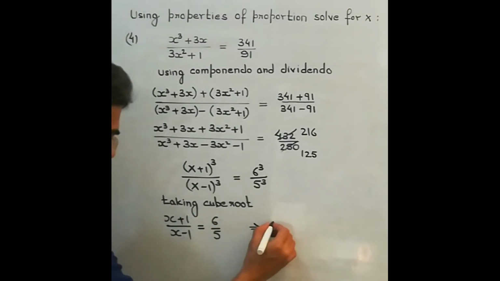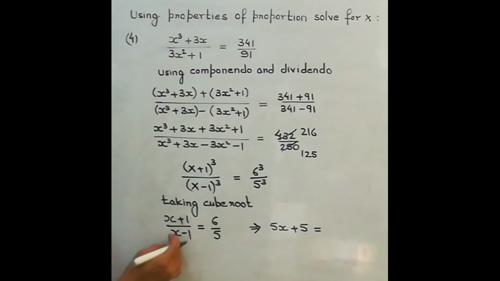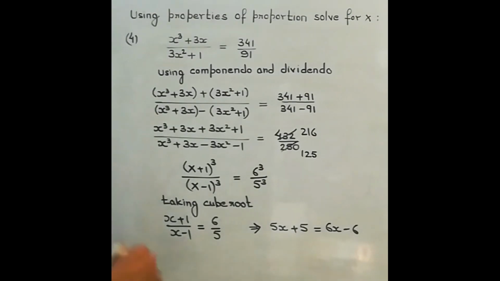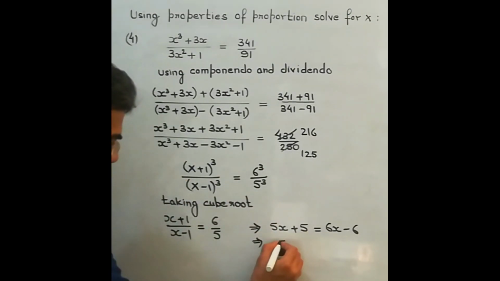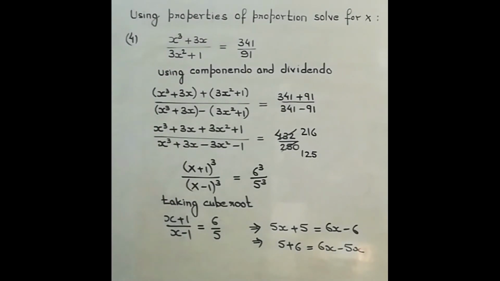So here I cross multiply, I get 5x plus 5. I cross multiply over here, I get 6x minus 6. Clear? Now solve it for x. 5, this will become plus 6, this will become 6x minus 5x. Clear? So we are getting 11. So you are getting x is equal to 11. Oh, this is clear to you. So you can pause and note it down.